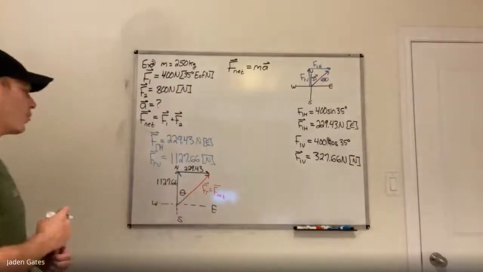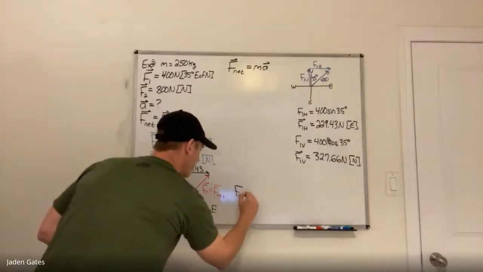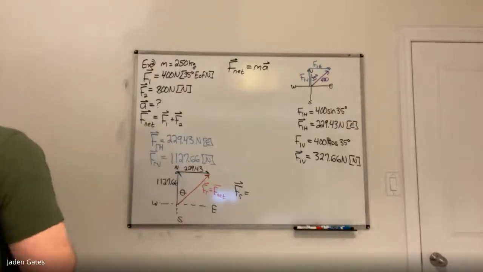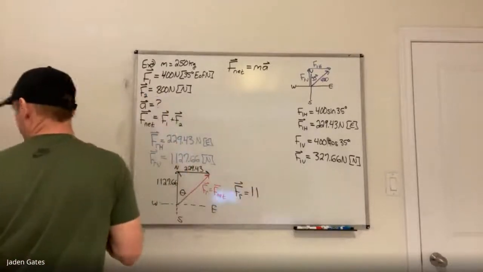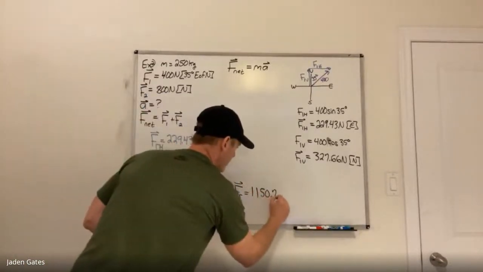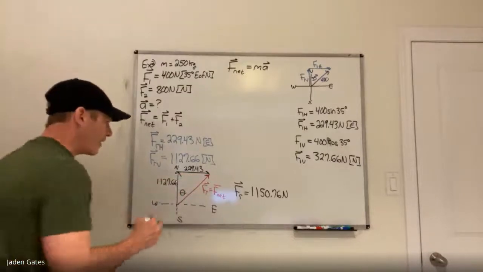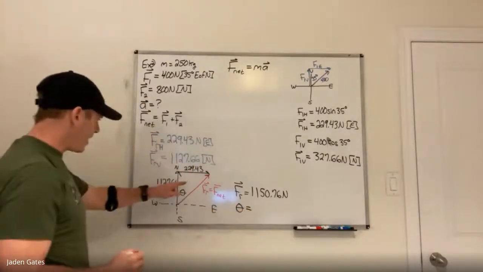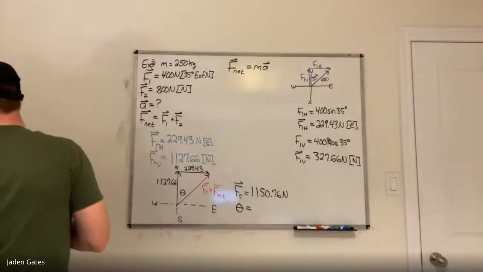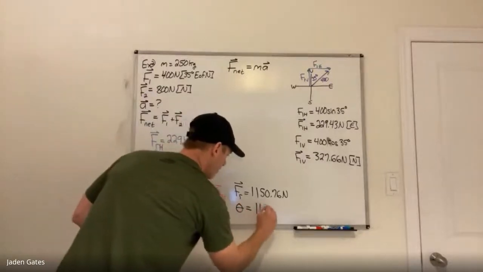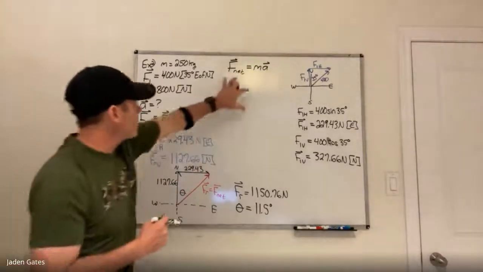So once again, I would use the Pythagorean theorem. Now I'm not going to go through the gory details here, but when I find my resultant, I use the Pythagorean theorem. I get 1,150.76 newtons. Theta, again, tan, I would use opposite over adjacent. And so when I did my angle, I actually get 11.5 degrees.